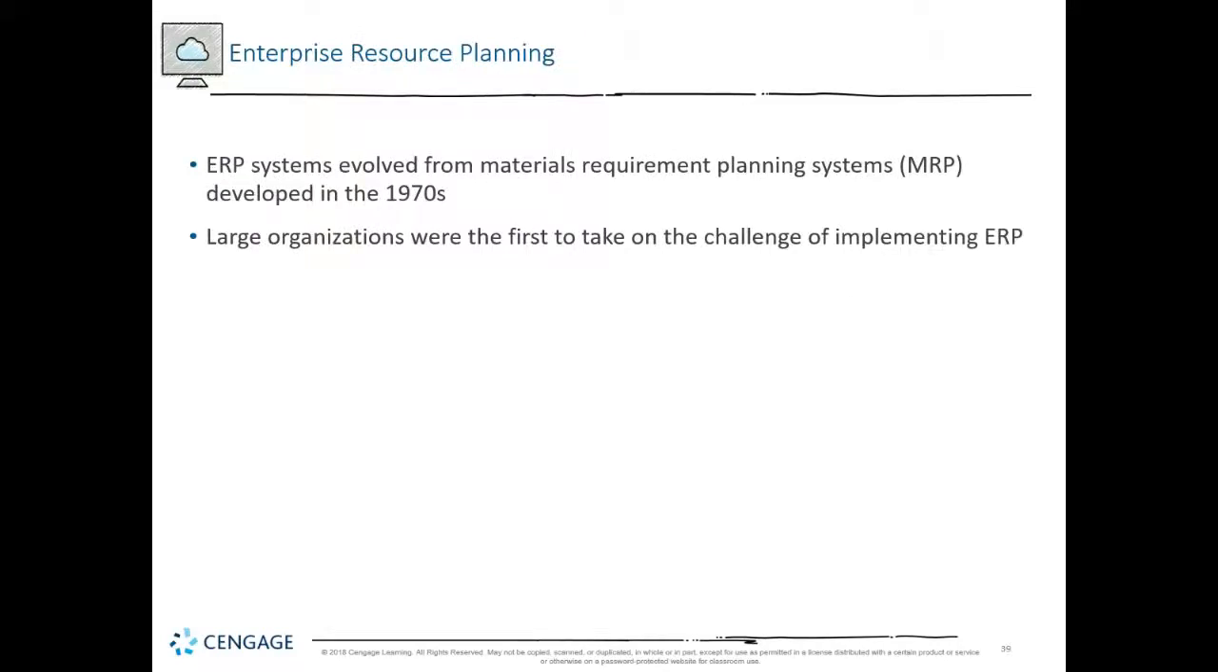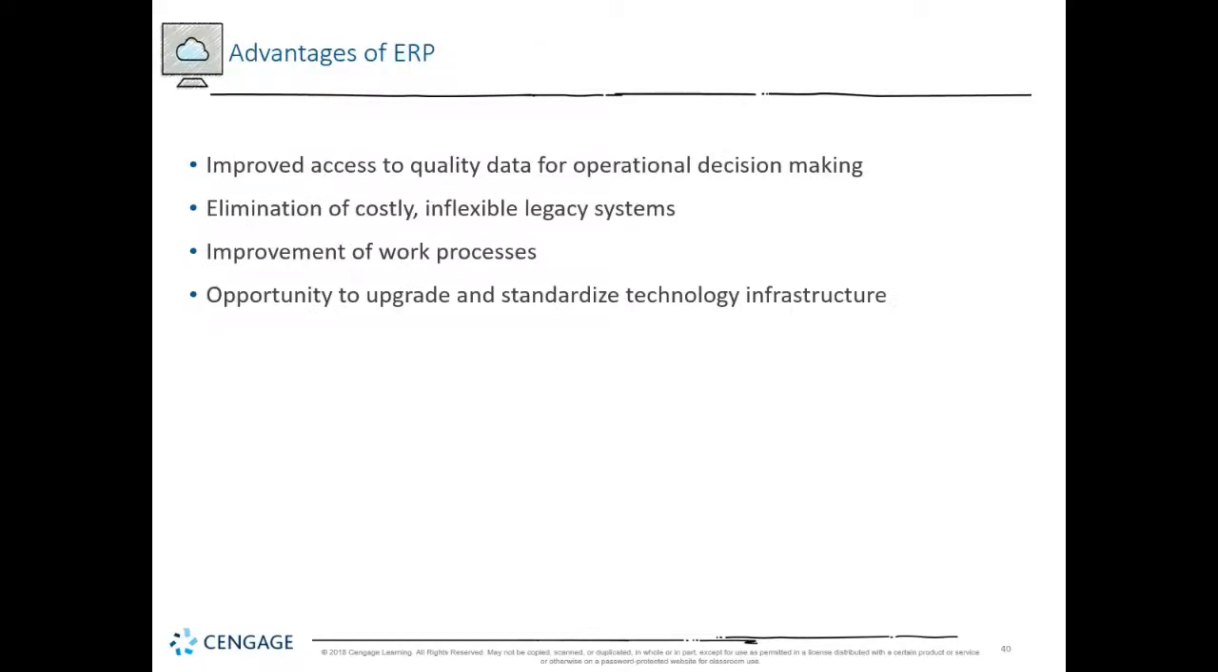Enterprise resource planning, ERP systems, evolved from material requirement planning, MRP, developed in the 1970s. Large organizations were first to take on the challenge of implementing ERP systems. Advantages of an ERP system: improved access to quality data for operational decision making, elimination of costly and inflexible legacy systems, improvement of work processes, and opportunities to upgrade and standardize technology infrastructure.